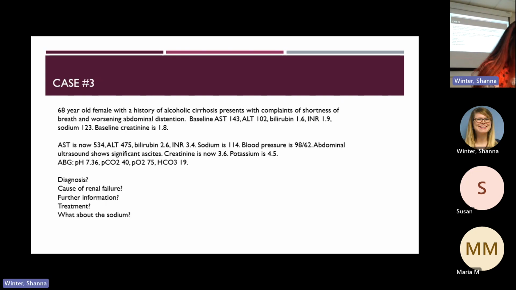So what about the sodium? Cirrhotic patients are chronically hyponatremic, advanced cirrhosis. So a sodium of 120 in these patients is perfectly acceptable. You don't need to chase it. Yeah, it's fine. You don't need to chase it.